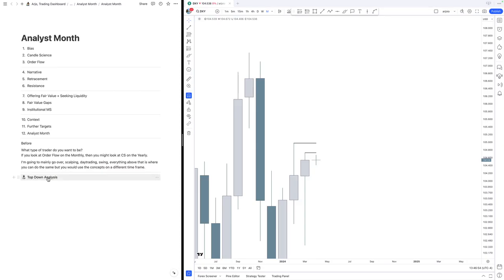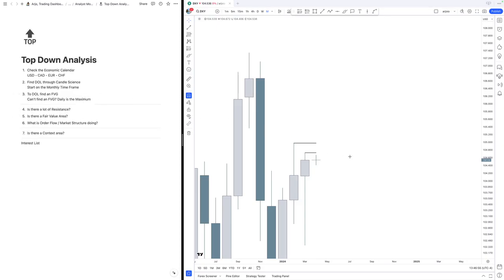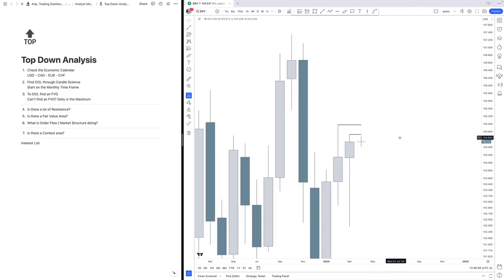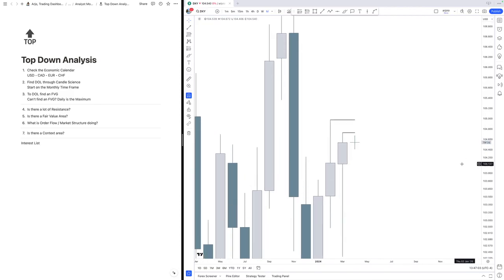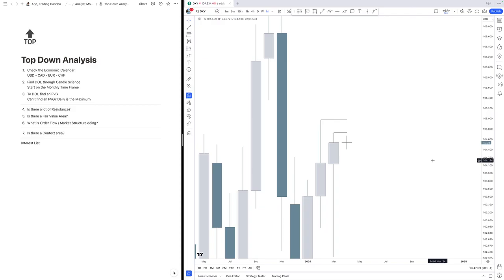So let's go back to the top-down analysis. We start on the monthly time frame right there, find drawn liquidity through candle signs. Perfect. What is the next step? To drawn liquidity, find an FVG. Okay, what does that mean? Well, towards that drawn liquidity, we now want to find a fair value gap that supports the idea of trading towards that drawn liquidity. That is order flow. That is where we have the intention supporting the idea to actually trade towards that drawn liquidity.